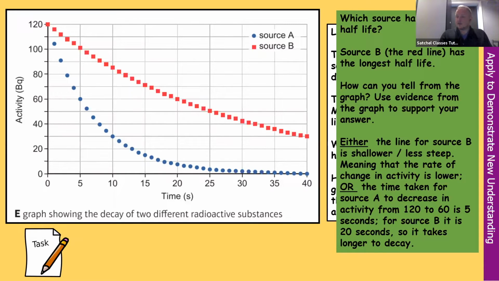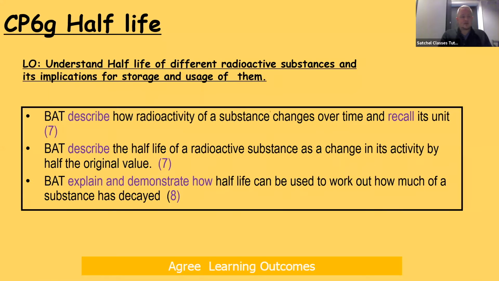So here, either the line for source B is shallower or less steep. That's an argument that we can use, meaning that the rate of change in activity is slower. Or we can say that the time taken for source A to decrease in activity from 120 to 60 is 5 seconds, but for source B it's 20 seconds, so it takes longer to decay. And that's our second point.